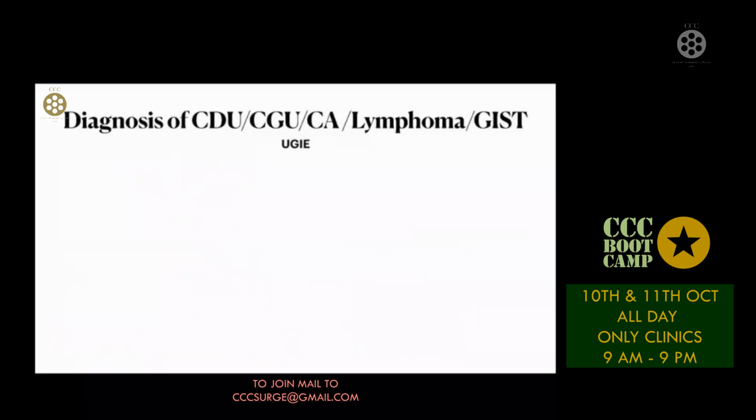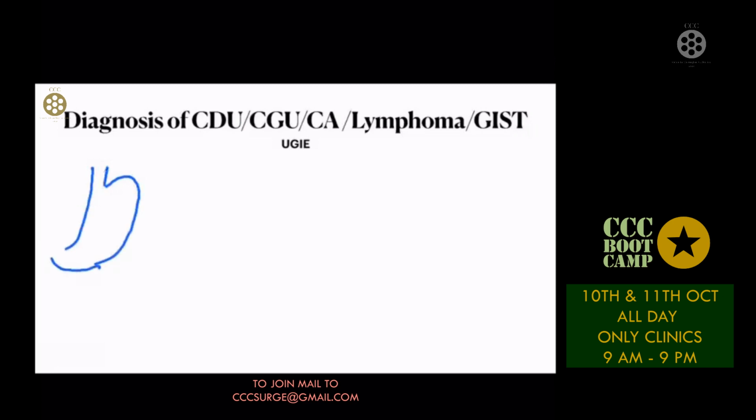Now coming to the diagnosis. These are 5 very common conditions. One is a chronic duodenal ulcer, the second is a chronic gastric ulcer, number 3 is a carcinoma, number 4 is a lymphoma, and number 5 is a gastrointestinal stromal tumor. The question is, upper GI endoscopy, how do you differentiate them? Number 1, of course, is the one that you see going into the first part of the duodenum. So that makes it very easy, and this is excluded.